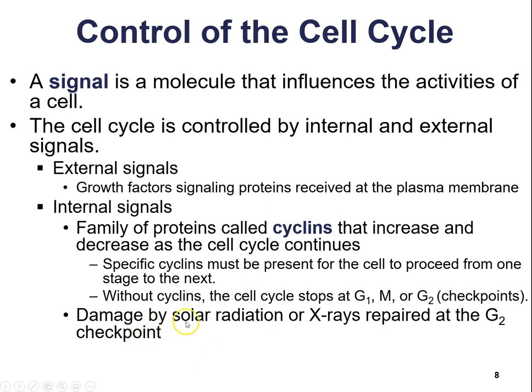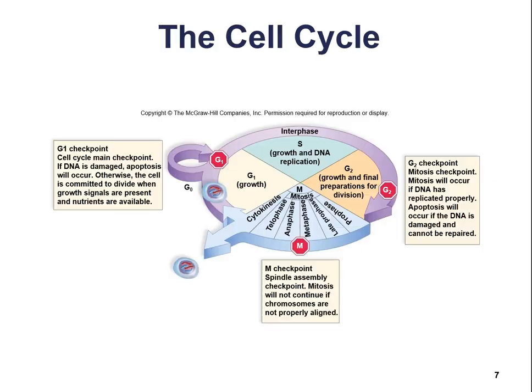It says here, damage by solar radiation or X-rays is repaired at the G2 checkpoint. I'm not sure why that's in a weird place there, but if you look here at G2, if there was some kind of damage, one that was induced by replication or by radiation, potentially it could be repaired. So the cell might try to repair it. If it can't be repaired, then the cell would go through apoptosis. But if it can repair that damage, it would then progress through.